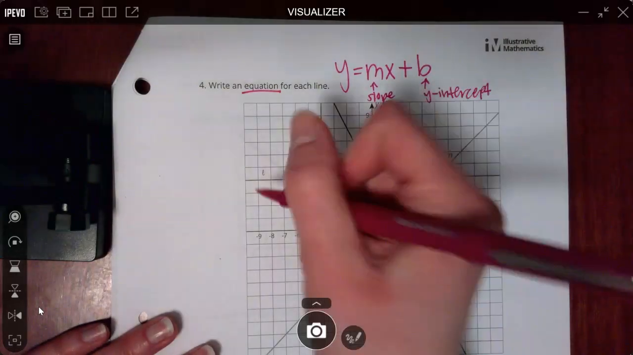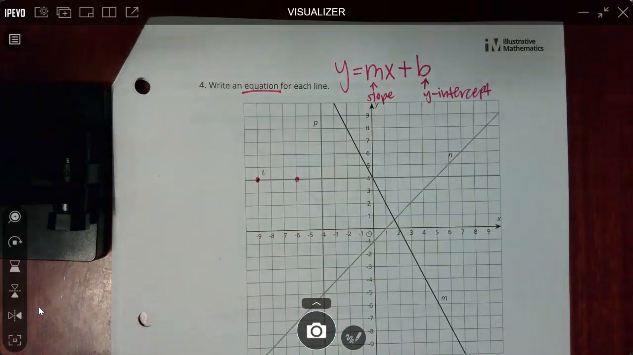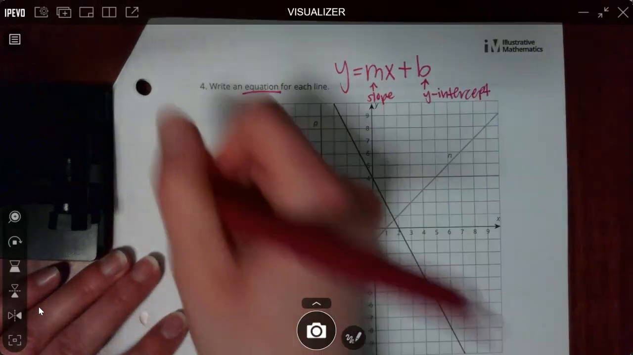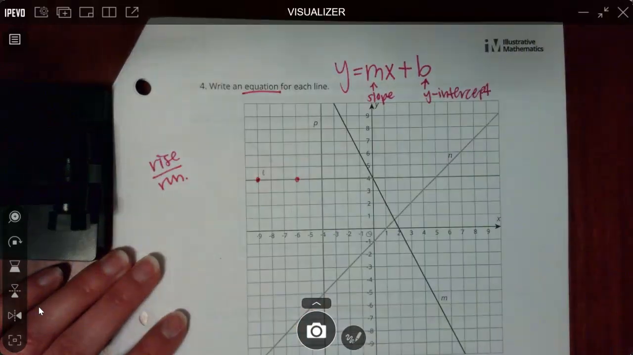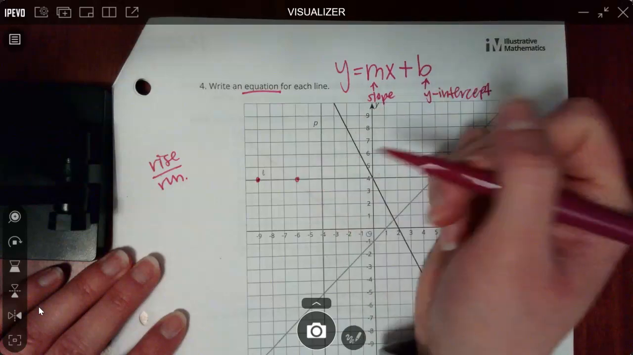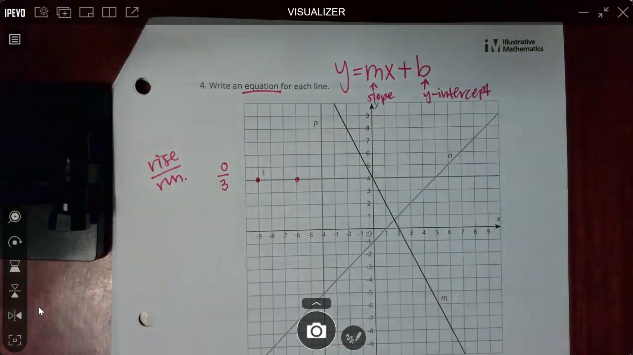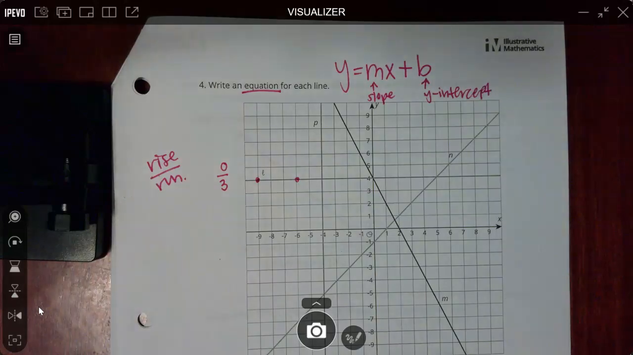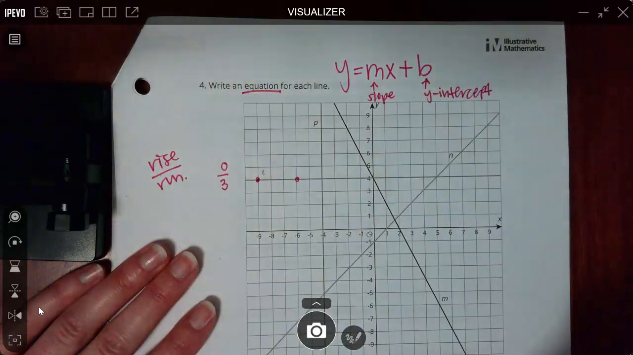So, let's see. For line L, if I put 2 dots on here, I'm thinking about how far up, how far over. Rise over run. Well, I go up 0. I go over 3. So my slope is 0 over 3. 0 divided by anything is going to be 0. And we can think of this like our heartbeat. When it's a flat line, it's 0. You're dead. Okay? So the slope for this line is 0.